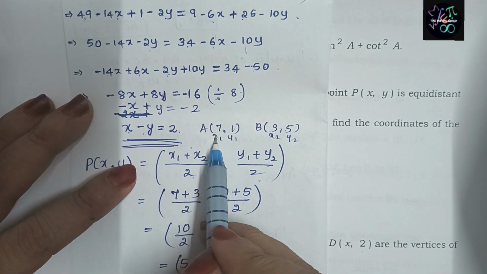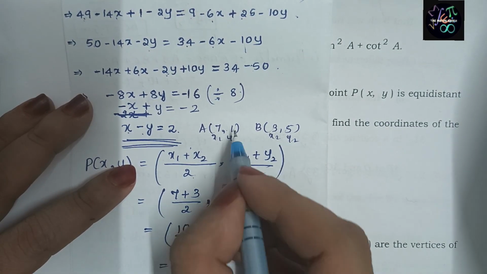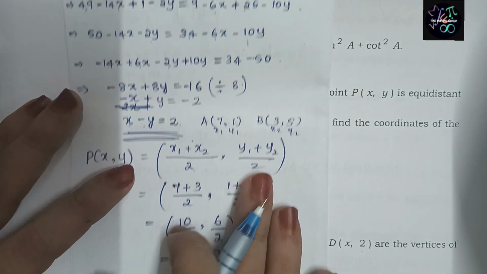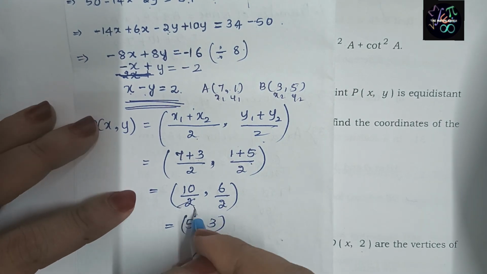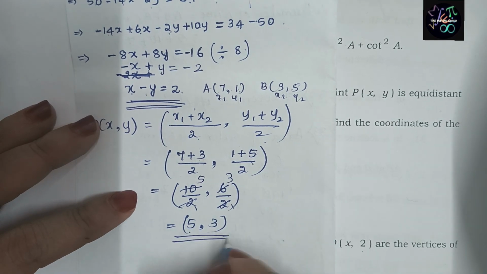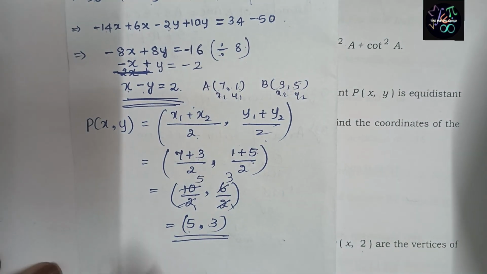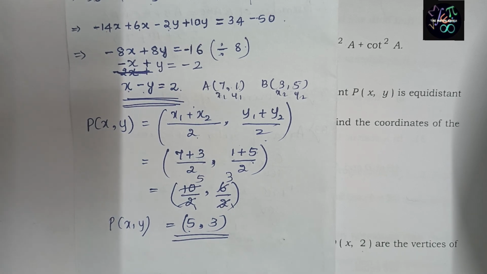So (x1 plus x2) by 2, 7 plus 3 by 2, comma, (y1 plus y2) by 2, 1 plus 5 by 2. So 7 plus 3 is 10 by 2, 5 plus 1 is 6 by 2. 2 fives are 10, 2 threes are 6. So this is the coordinate of point P, (5, 3). Let us see the next question.